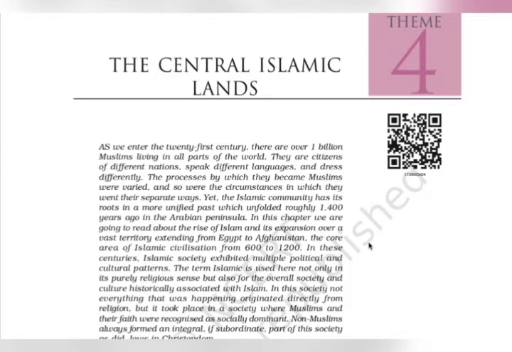In this chapter, we are going to read about the rise of Islam and its expansion over a vast territory extending from Egypt to Afghanistan, the core area of Islamic civilization from 600 to 1200. In these centuries, Islamic society exhibited multiple political and cultural patterns. The term Islamic is used here not only in its purely religious sense, but also for the overall society and culture historically associated with Islam.